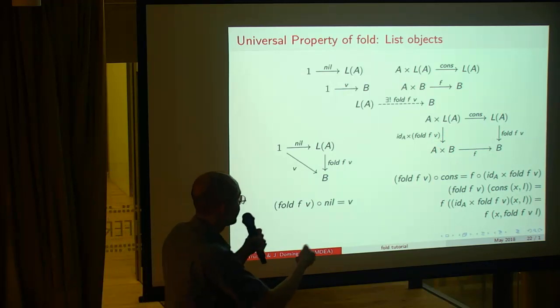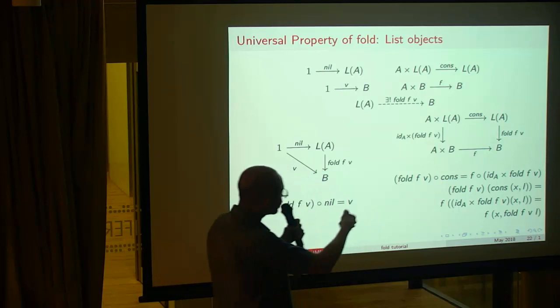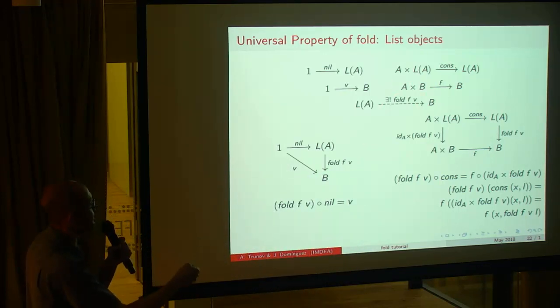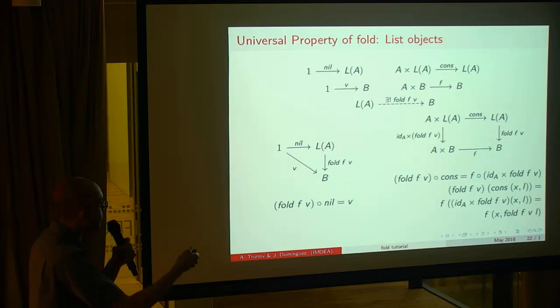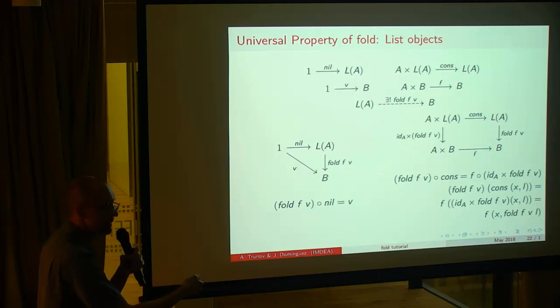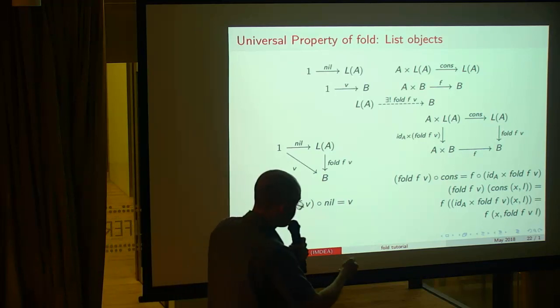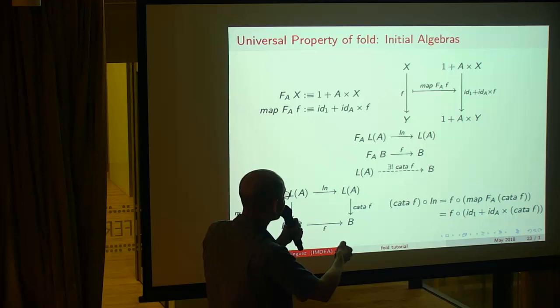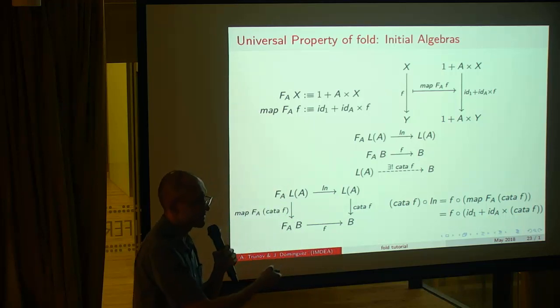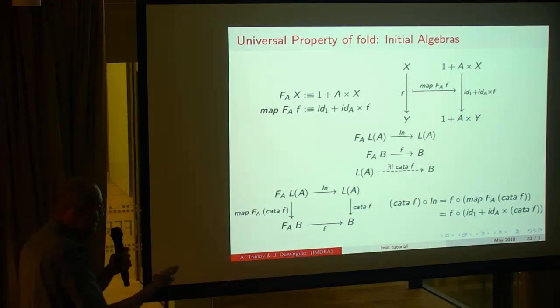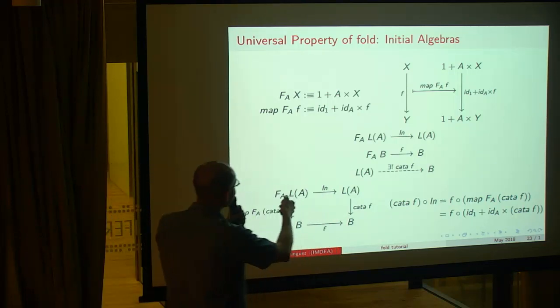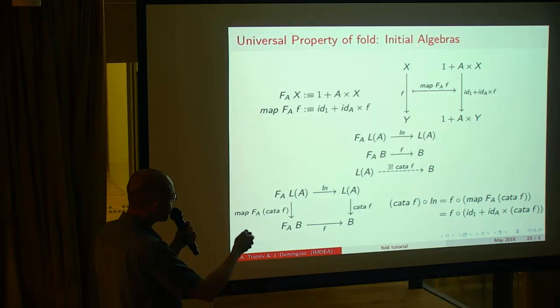But now, where does this come from? Because this is just a definition. Yes, it is a list object. Where do you get these things from? It turns out that you get this thing from what they call an initial algebra. What is an initial algebra? It is an initial algebra of the list functor.